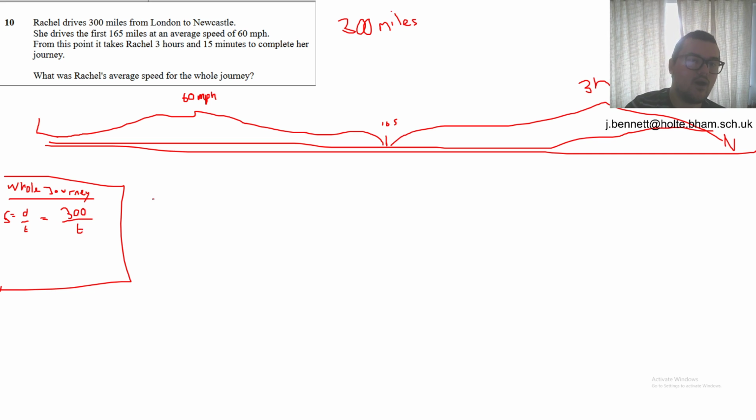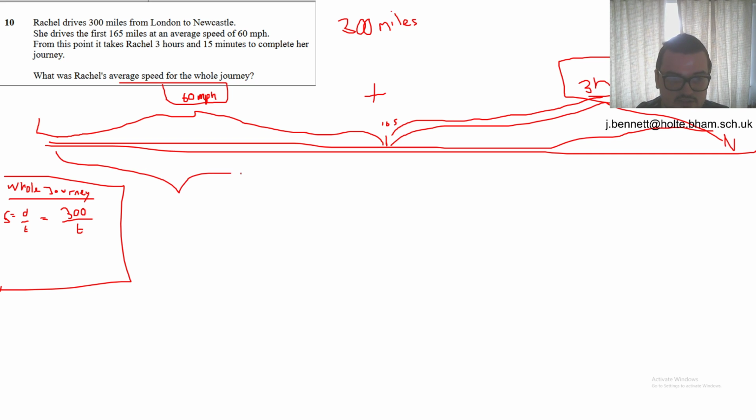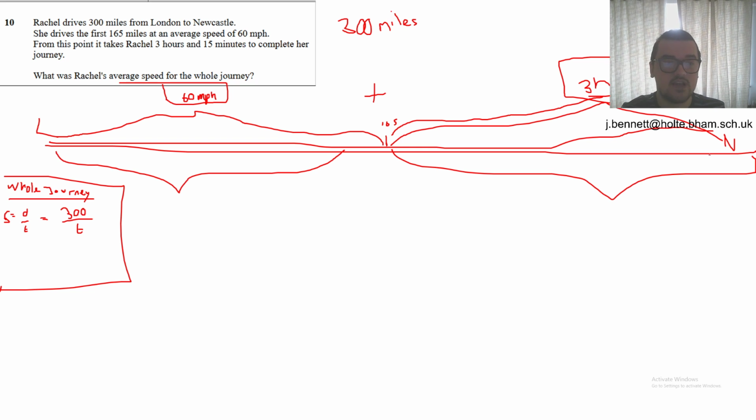We don't know how long it takes her to do this whole trip. But we can work it out because we know how long it takes her to do the last 135 miles. It takes her 3 hours 15 minutes. It says so in the question. We want to know how long it takes to do this part of the trip. We add it to this part. We add the time it takes to do the first 165 miles to the last 135 miles. We add them together, and that is the overall time. So we can work this first bit out.